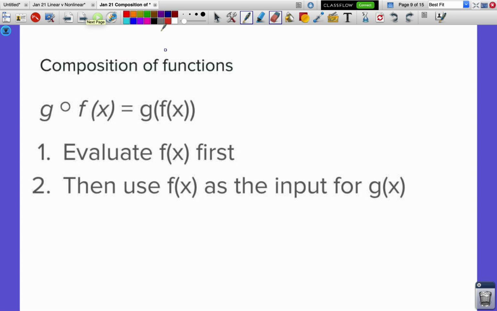All right, on to composition of functions. So this is where a lot of people get confused, but it's really not that confusing. Sometimes this symbol throws people off. We say this as g of f of x. So this is f of x, and then it's g of f of x. All you have to remember is to run these backwards.